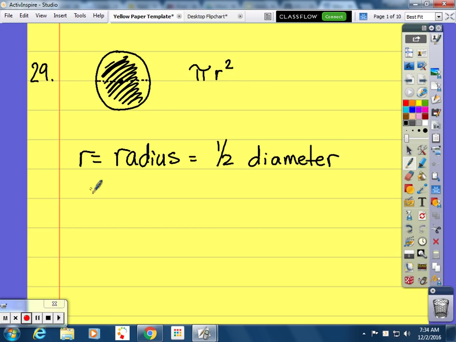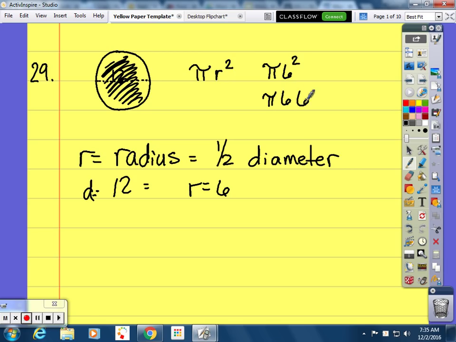Well, in this case, my diameter is 12. So if the radius is 1/2, that means my radius is 6. So up here where I see an r, I'm going to put a 6. Pi r squared. Pi 6 squared. This 2 does not mean 6 times 2. It means write the 6 twice. So this is pi 6 6.